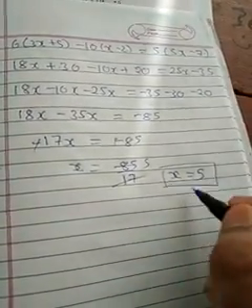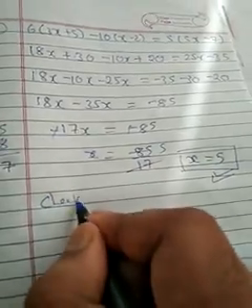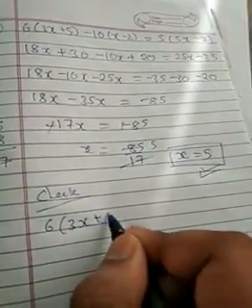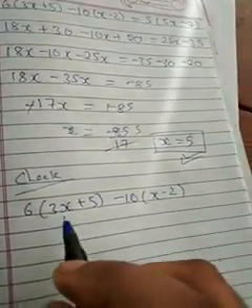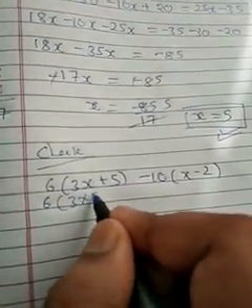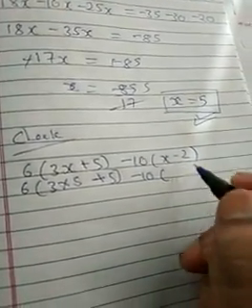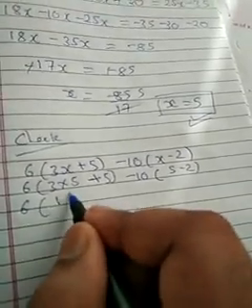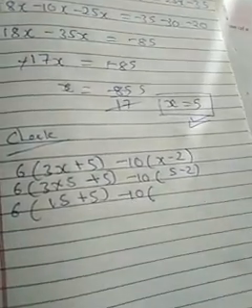Now we will check our result. To check our result, first we take the left hand side and then the right hand side. So the left hand side is 6(3x + 5) - 10(x - 2). Now in place of x we will put 5. So this becomes 6(3 into 5 + 5) - 10(5 - 2). Now 6, 3 fives are 15 plus 5, minus 10, 5 minus 2 will become 3.